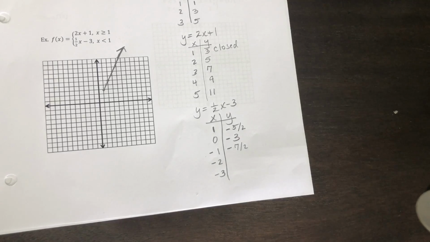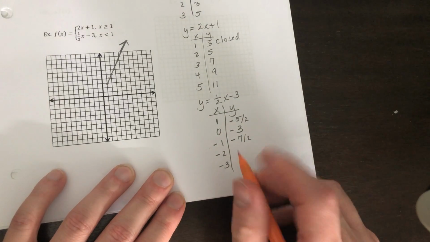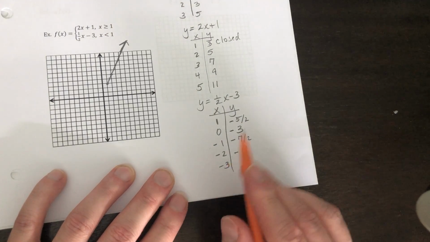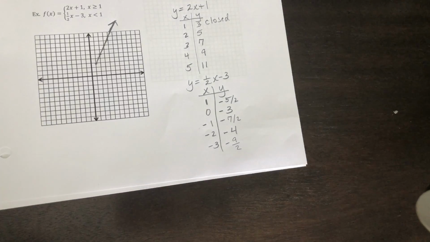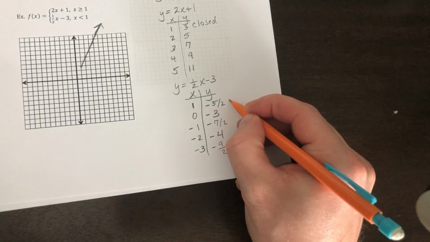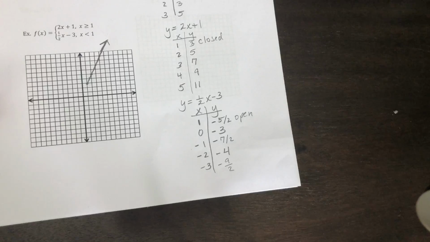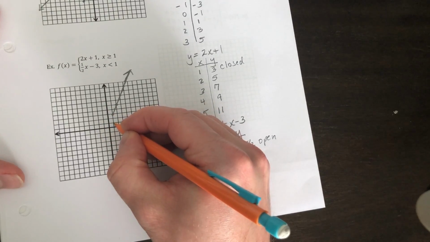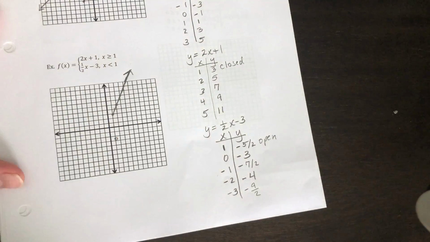Let me just double check to make sure. Yeah, and then this is going to be -8/2, which will be -4. And then this is going to be -9/2, like that. Okay, so this is going to be an open circle because it's not equal to in this branch. So if you didn't want to deal with the fractions, you don't have to. Like 1, -5/2 is 1, -2.5, so we're going to guesstimate it like that.